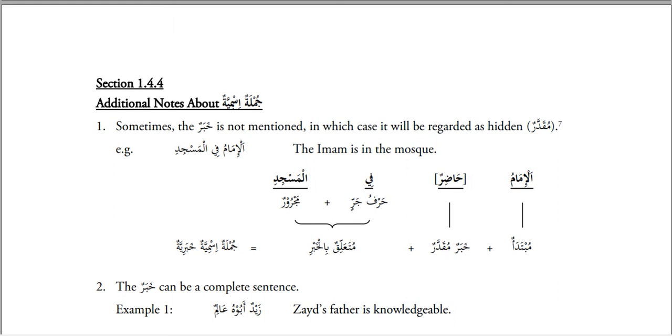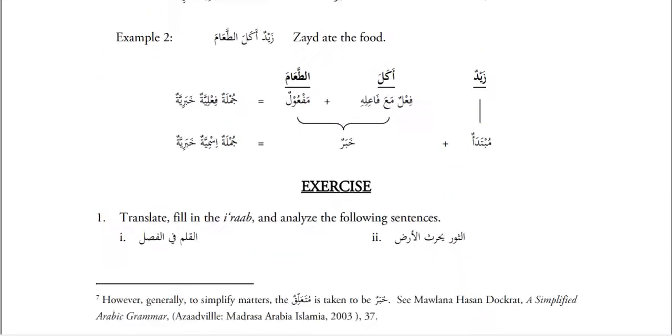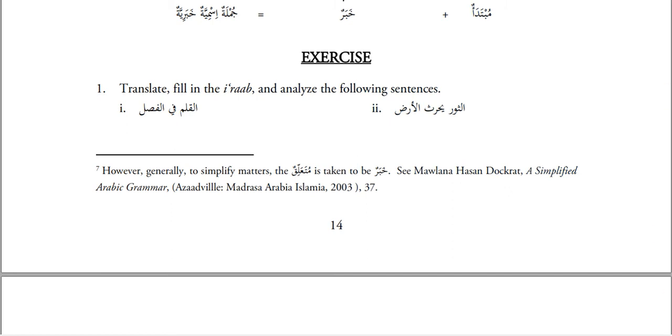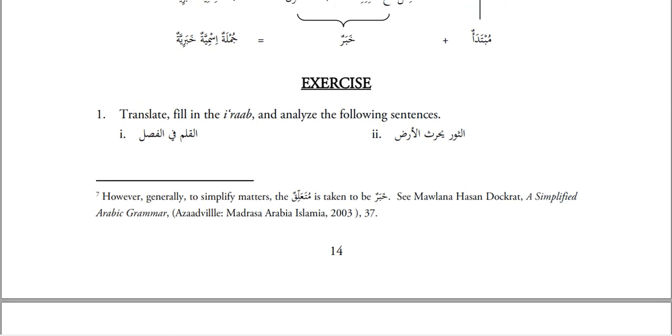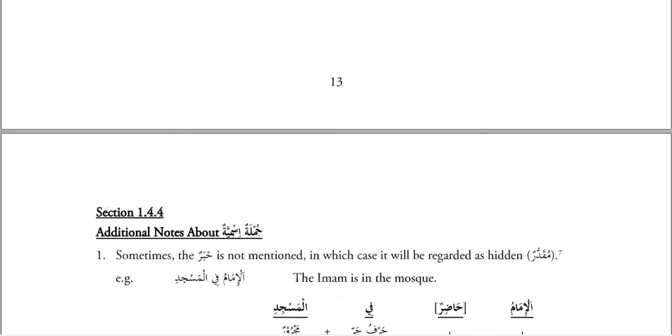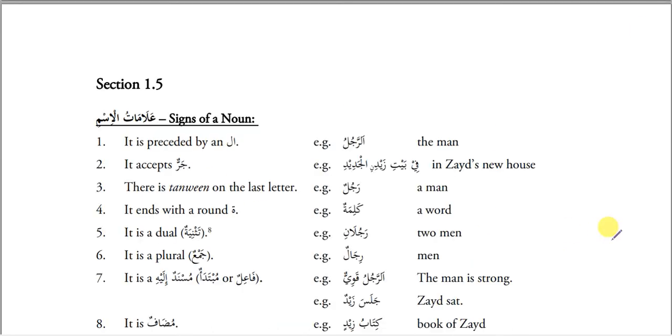Okay, so this is the note. What we are going to learn in the next video is exercise section number 1.4.4 as well as 1.5, that is alamat ism, fail and harf. Okay, I hope you understand very well.